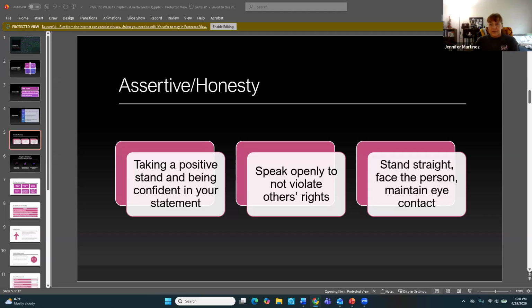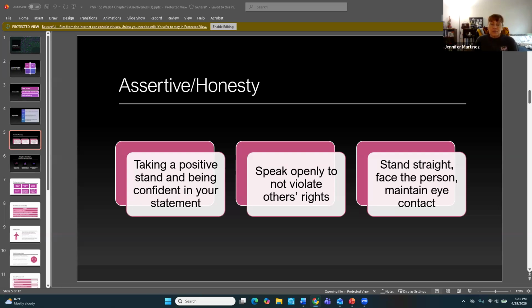So, say you have an inappropriate medication order and you need to call the provider. Being assertive is: Hey, I think this is an incorrect medication order. I need to get it clarified. It's not being aggressive: You wrote this order wrong. You need to fix it. It's more just being assertive. Advocating for your patients, all of those are just being assertive.